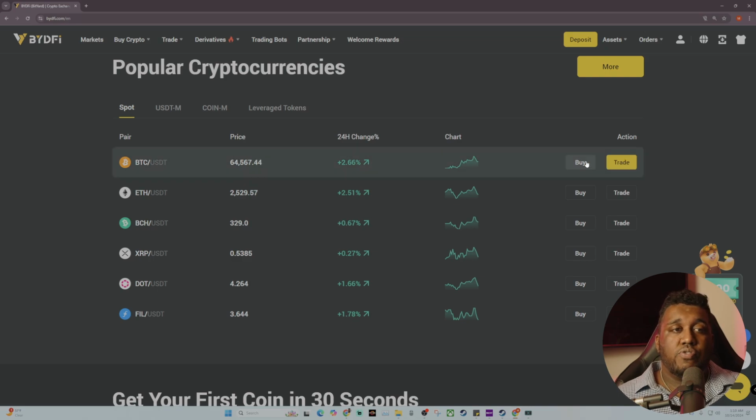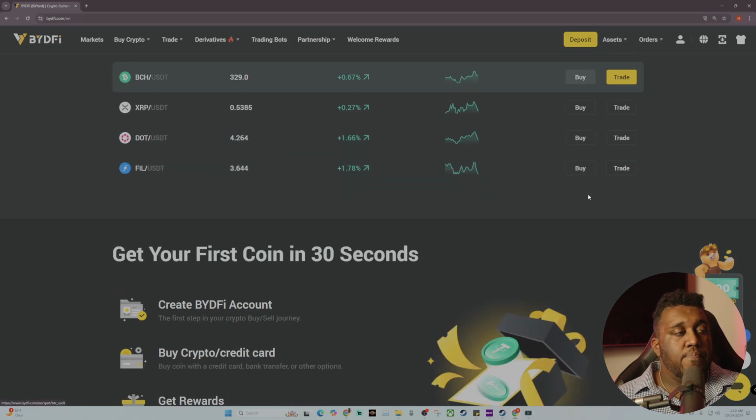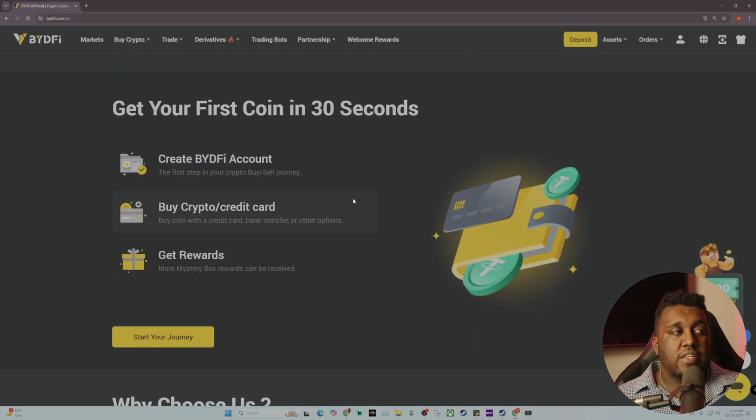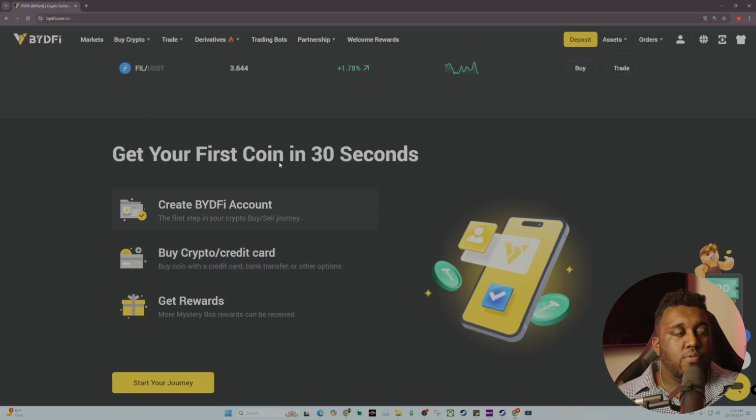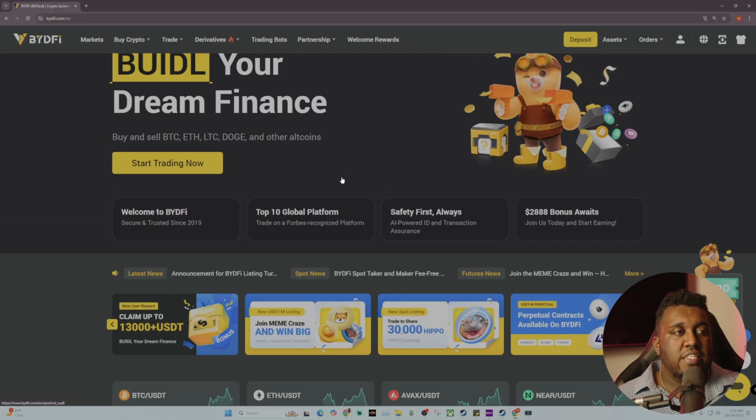And if you guys want to trade really fast and get into the market, you can always hit buy or trade. Buy is for spot, trading is going to be for futures, okay? Next up, you guys can see how fast you can open up an account. It's not going to take too long, but that's just basically what you see on the front page here, okay?